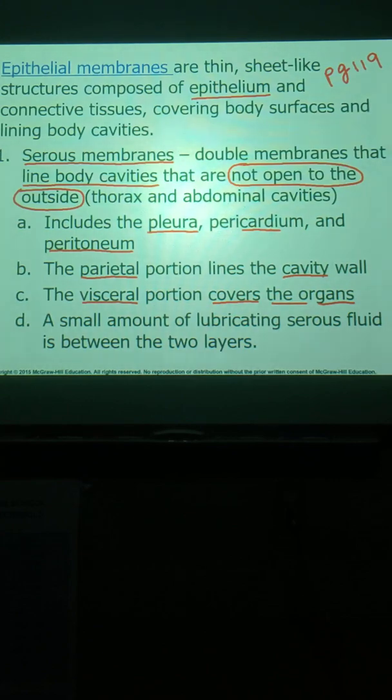And remember, going back to chapter 1 here, we're adding to what we've previously learned, and we're actually doing a little review here. The parietal portion lines the cavity wall. The visceral portion covers the organs. Remember, visceral touches the organ, parietal does not. Parietal creates the cavity. And in between the two is a small amount of lubricating serous fluid, because you do not want the two tissues rubbing on each other, which may tear.